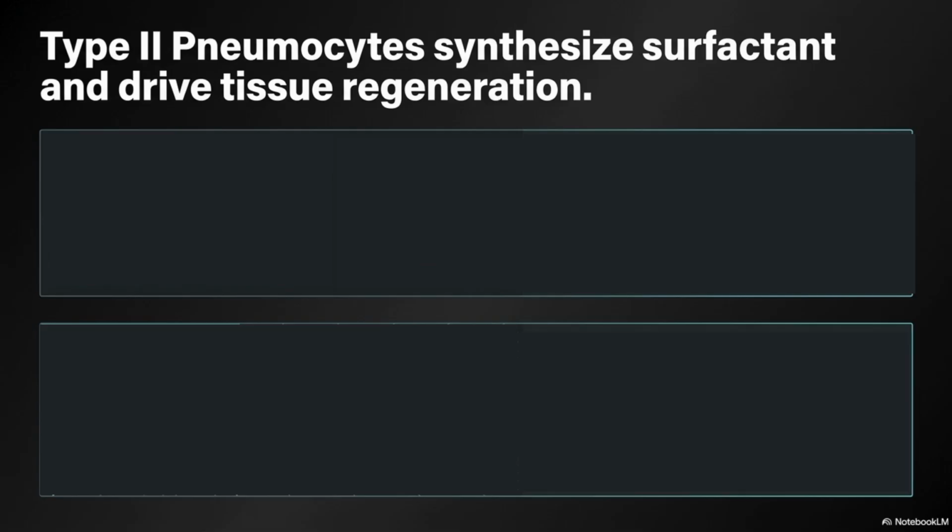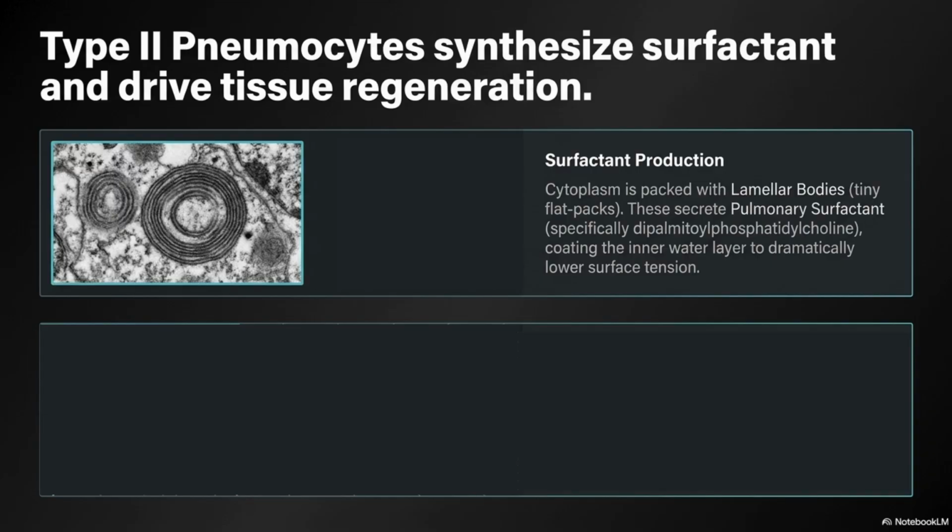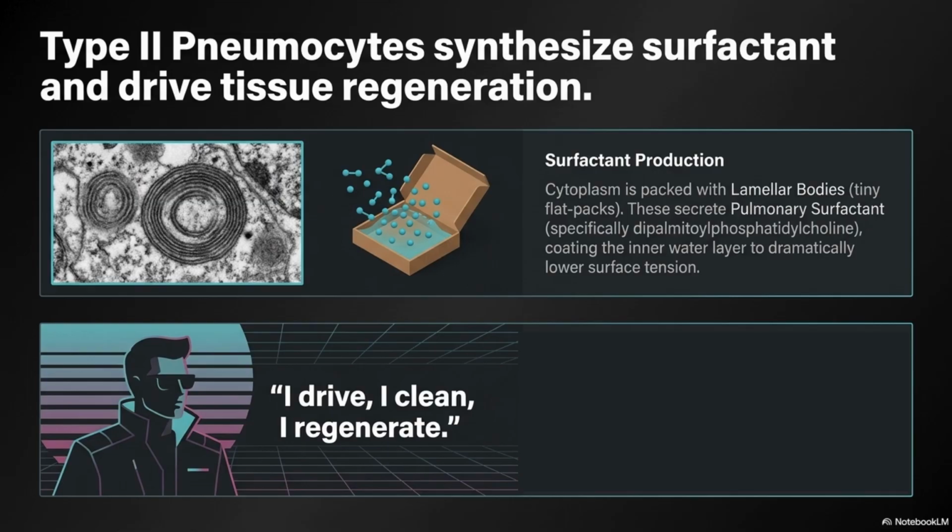Our next slide details exactly why these type 2 pneumocytes are the MVPs. They synthesize surfactant and drive tissue regeneration. For surfactant production, their cytoplasm is packed with lamellar bodies, which act like tiny flat packs. These bodies secrete pulmonary surfactant, specifically dipalmitoyl phosphatidylcholine, coating the inner water layer to dramatically lower surface tension. Their motto is essential: I dry, I clean, I regenerate.